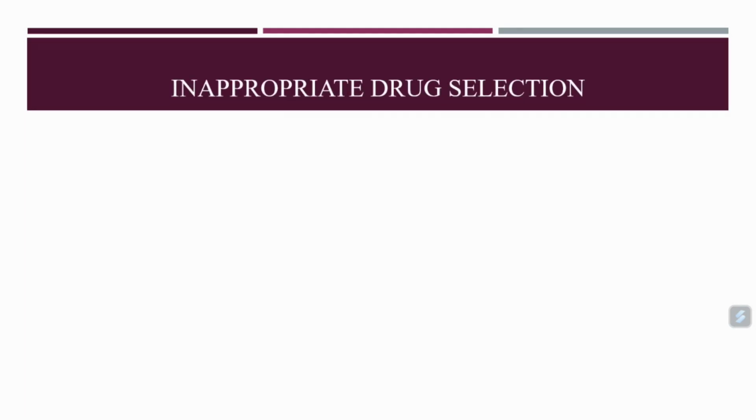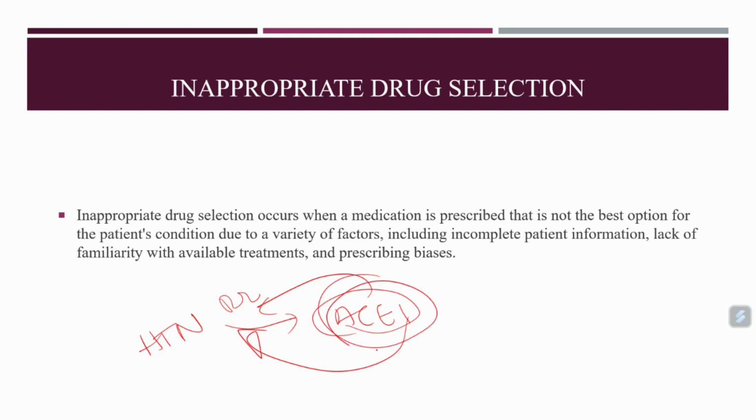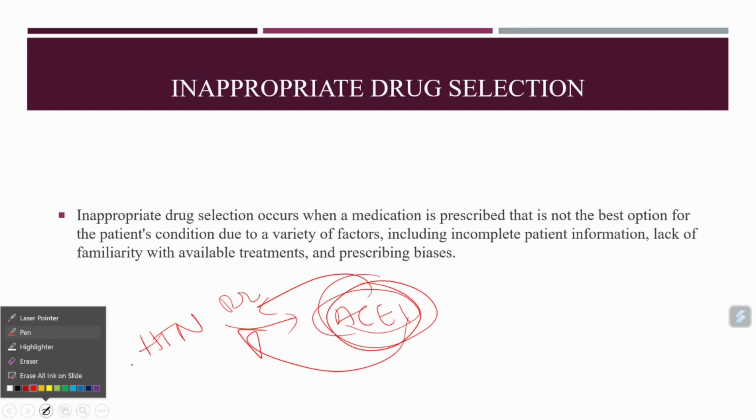The next is inappropriate drug selection. This is very important for the clinical pharmacist to understand. What is inappropriate drug selection? I will try to explain. A patient has hypertension, and an ACE inhibitor is prescribed. But the patient already has a dry cough, and ACE inhibitors can cause dry cough. So here, ACE inhibitors are not a good choice. This type of medication error is called inappropriate drug selection. Clear, everybody? It is very easy.